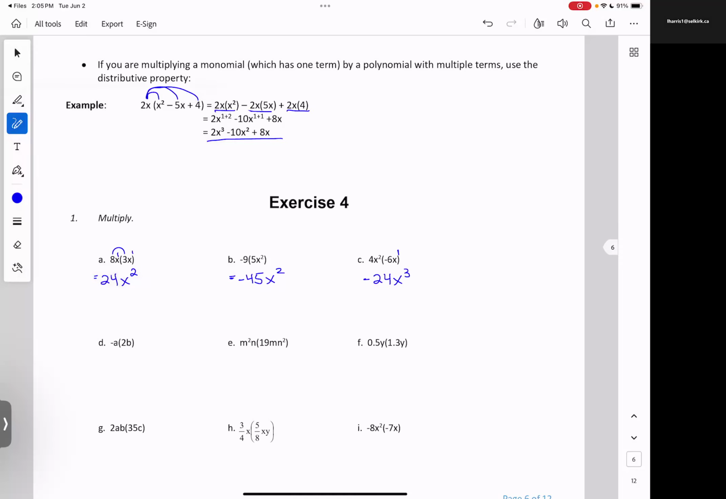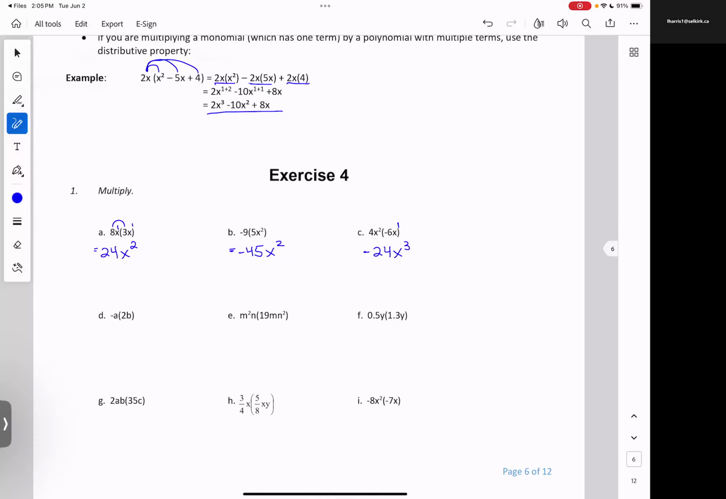Okay. Next one, we've got a negative a times 2b. If you want, you can add a 1 in front of that. You can always put a 1 in front of those plain variables. So that's negative 1a times 2b. So when we multiply our coefficients together, we get negative 2, and then we have an a and a b.